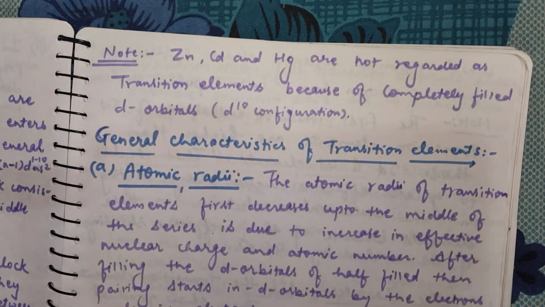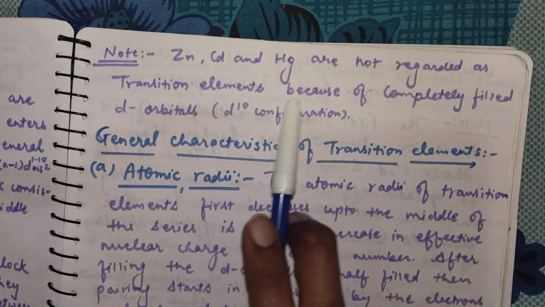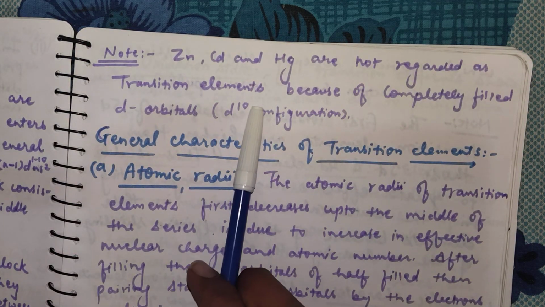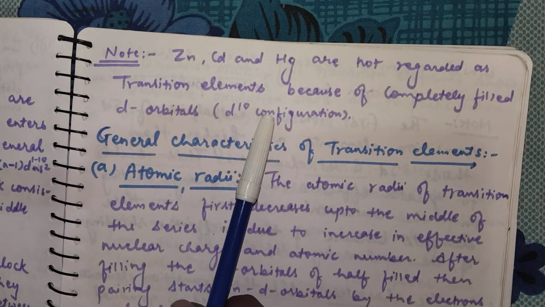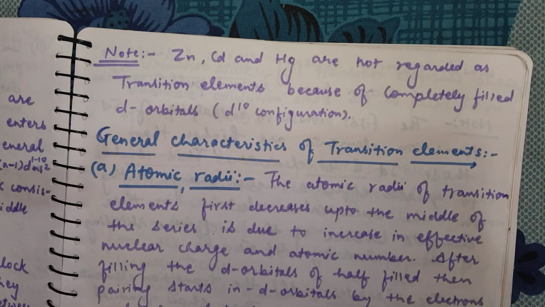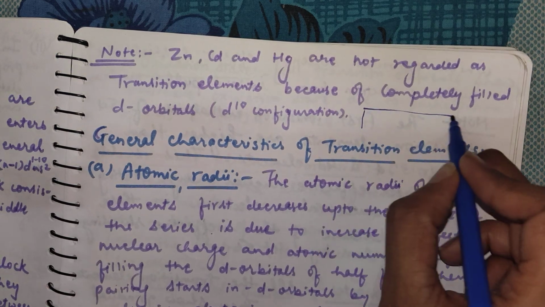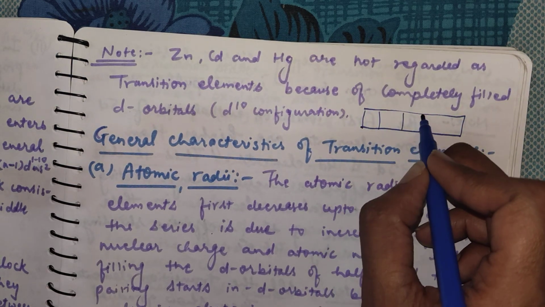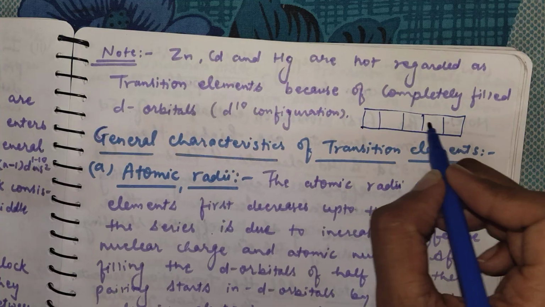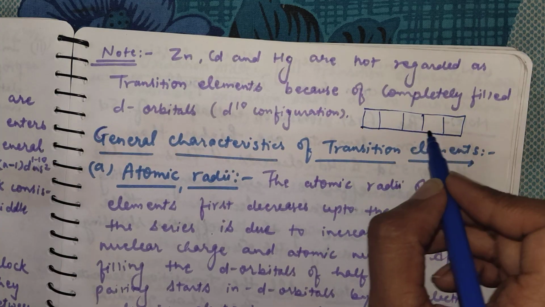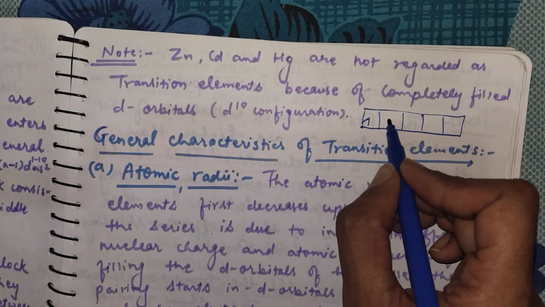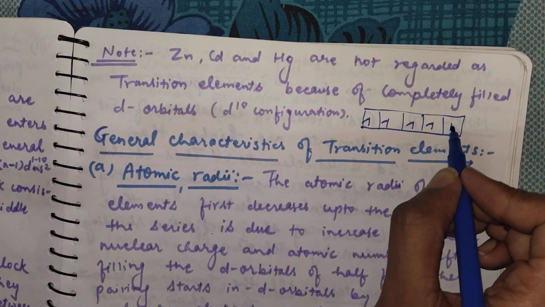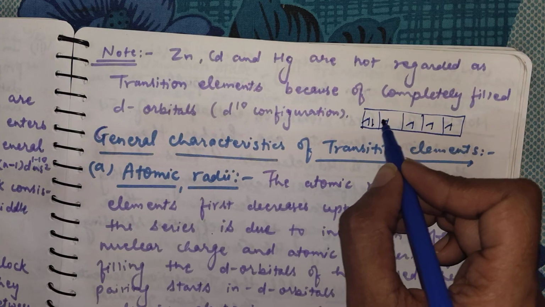Note some of the important facts. Note that zinc, cadmium and mercury are not regarded as transition elements because of completely filled d orbitals. These are the d orbitals: 1, 2, 3, 4, 5, the 5 orbitals of the d subshell. So this one is half filled, and this one is completely filled.